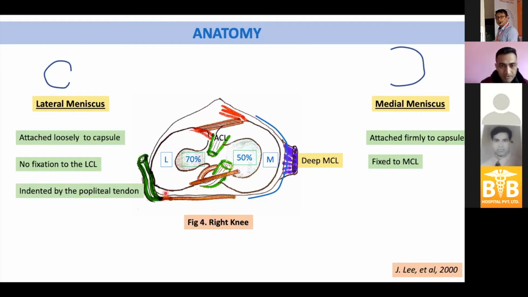And another interesting factor to note here is the lateral meniscus is indented by the popliteus tendon. This is the popliteus tendon, this is the popliteus muscle, and this is indented here. So there is a small natural defect on the lateral meniscus on the outer third portion. But there are some aponeurotic expansions from this popliteus tendon into the lateral meniscus. So with the movement of the femur, the lateral meniscus is going to move, going to rotate with the rotation of the femur.